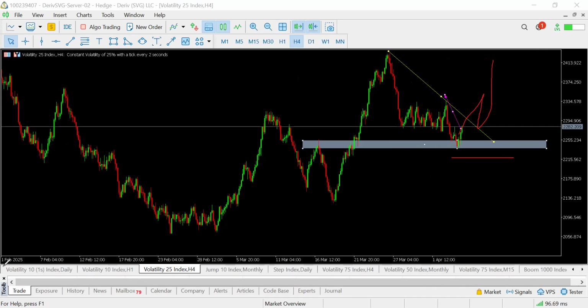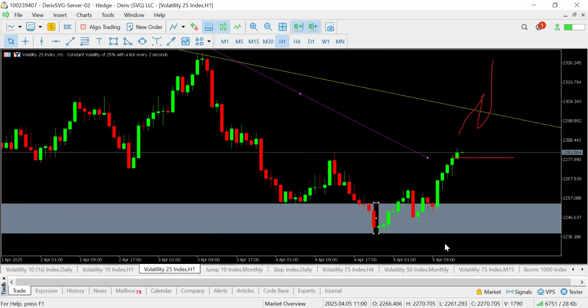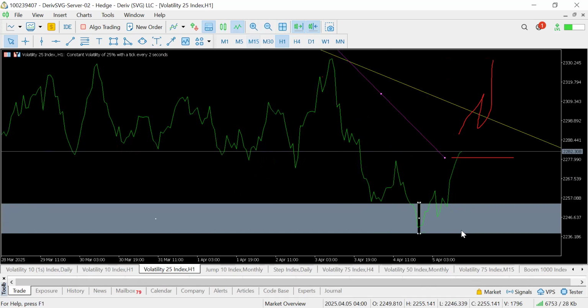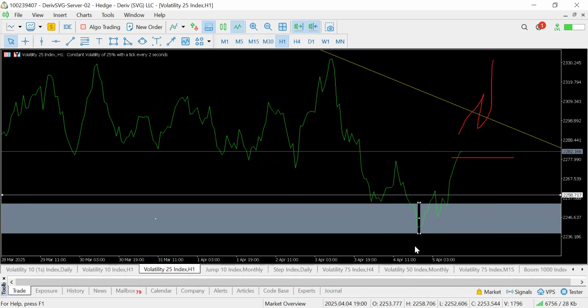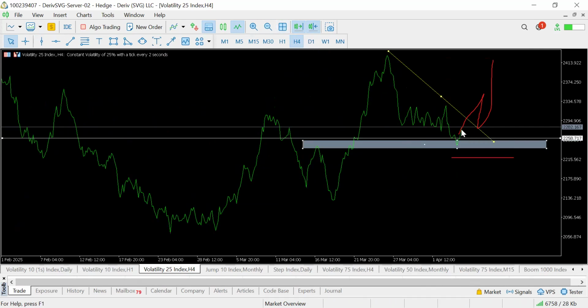However, you can also go further to the H1 time frame. So some people would have entered this trade here. Some people would have entered the trade here with their stop loss beneath. But the safest bet would be to wait for the break of this counter trend line, wait for a pullback or retracement, and then get in.